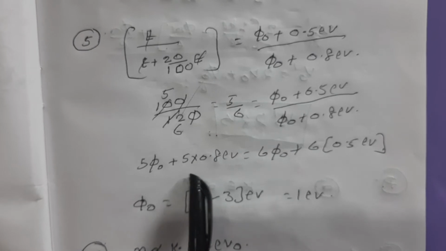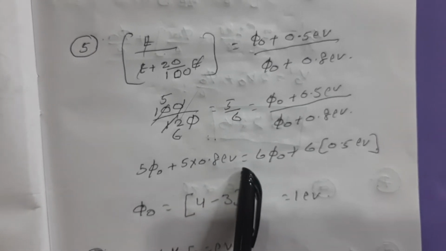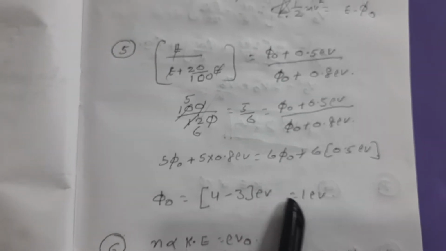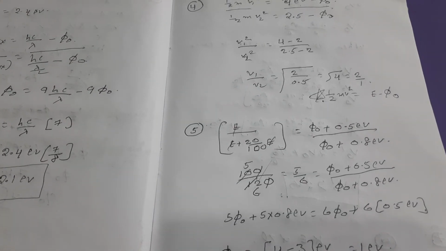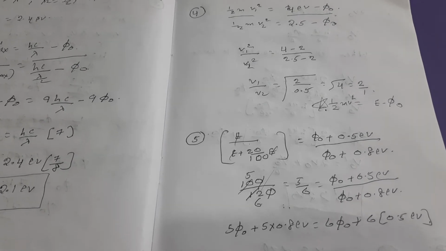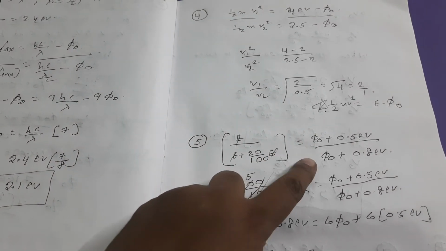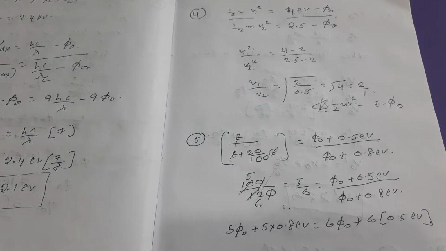Then you can go through the cross multiplication. 5 phi naught plus 5 into 0.8 electron volts equals this much. Then phi naught equals 4 minus 3, 1 electron volt you are getting. It's very easy. You must remember that in Einstein's photoelectric effect, the work function depends on the nature of the metal, meaning even in the denominator and numerator the same metal, so we are taking phi naught and phi naught. Then come to our sixth question. See, look here, sixth question.